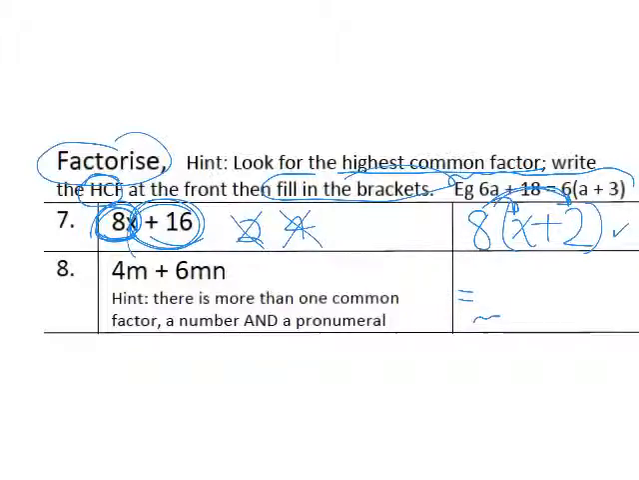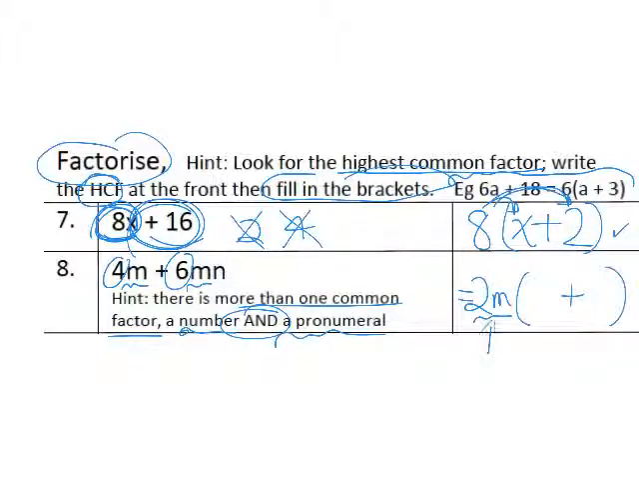So we're going to write a number, then a brackets, and then a plus out in the middle there. So I'm looking for a common number, 4 and 6. Well, the common number there is obviously 2. But I want you to notice the hint says there's more than one common factor, a number and a pronumeral. So you might just notice there's an M in both of them. So I'm going to write that little common M at the front.